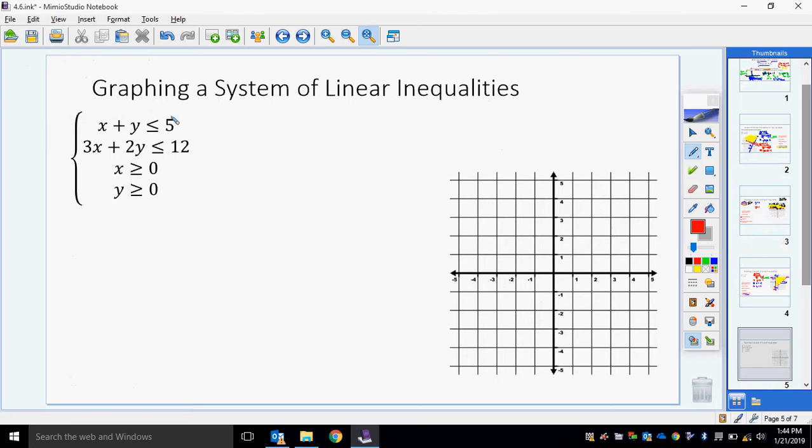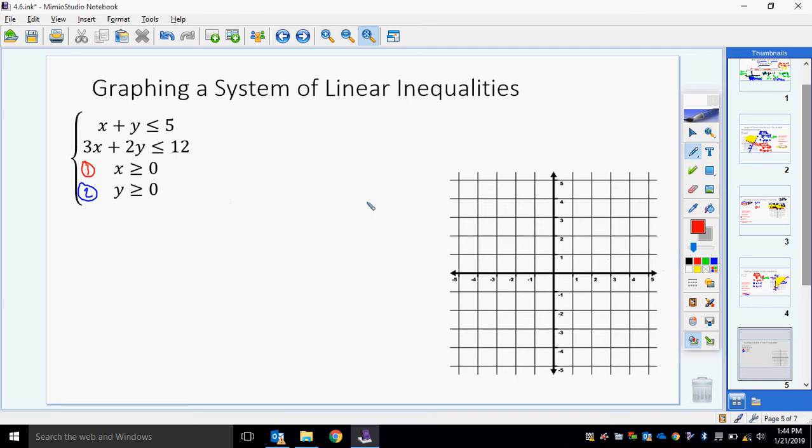All right, we can do the same thing when a system has 4 equations. We're just going to be graphing 4 different lines. So one thing I want you to notice is that one of your lines is x is greater than or equal to 0. The reason I picked this problem is because of these 2 lines here.